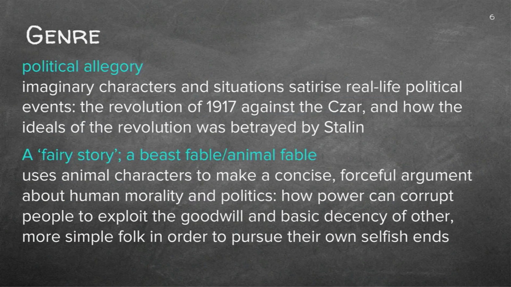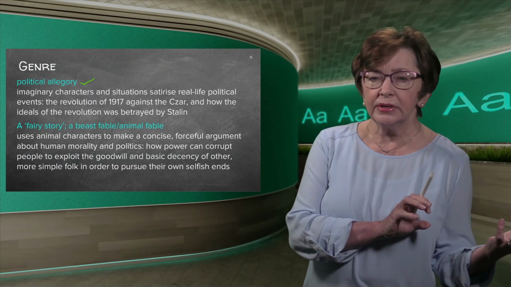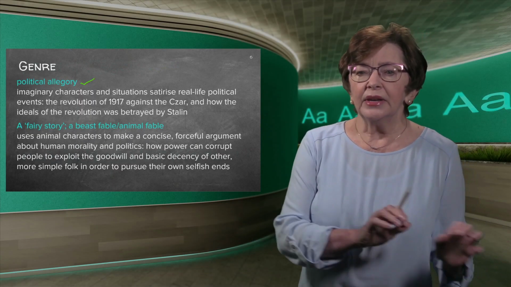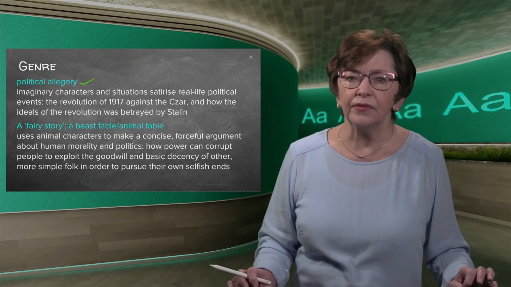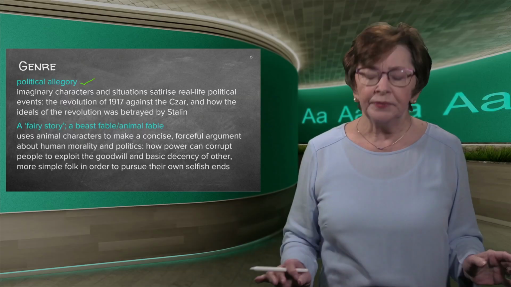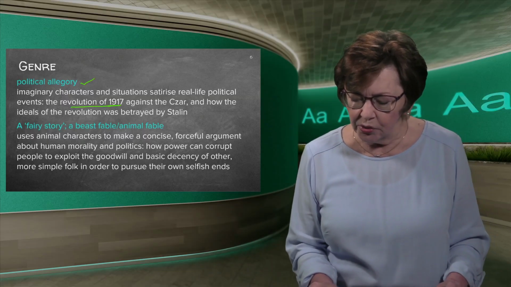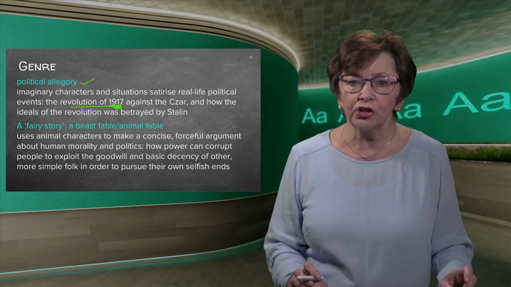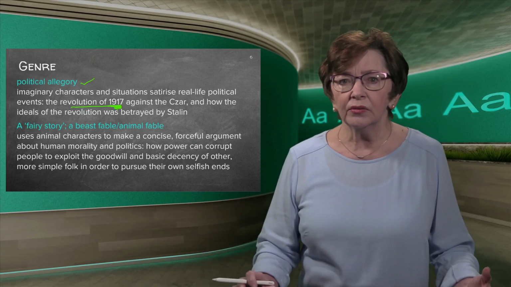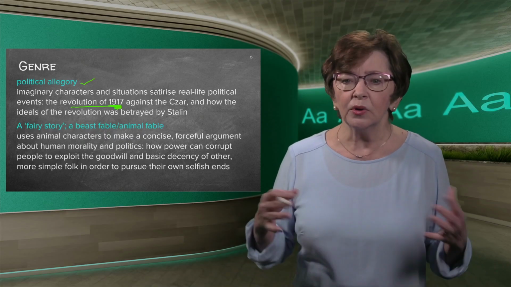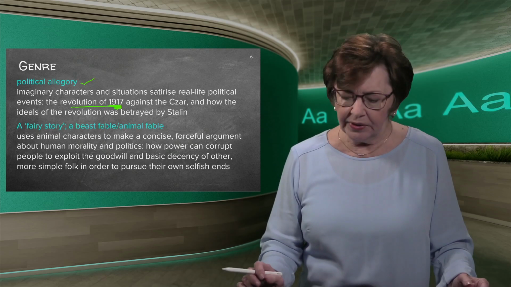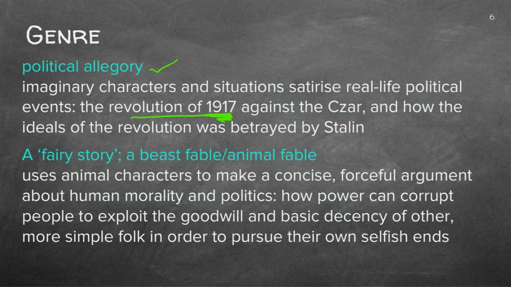So, what is this genre? We said it's a political allegory. The imaginary characters in this book satirize real life political events. That is what allegory means. So we're talking about the revolution that occurred in 1917 in Russia, where the last Romanov Tsar was overthrown, and how the ideals of the revolution were totally destroyed and betrayed by Stalin.